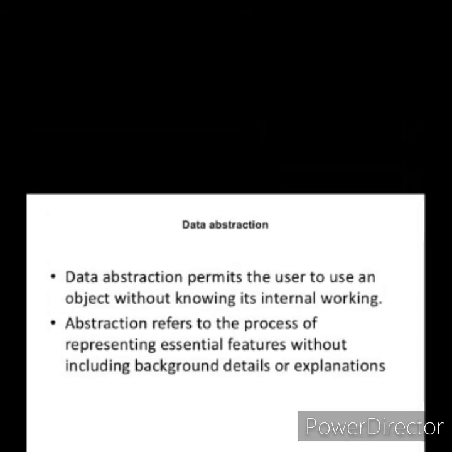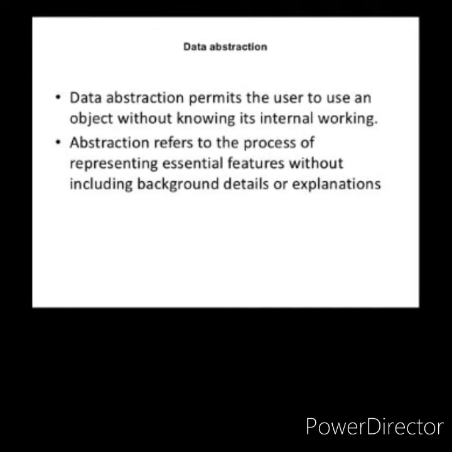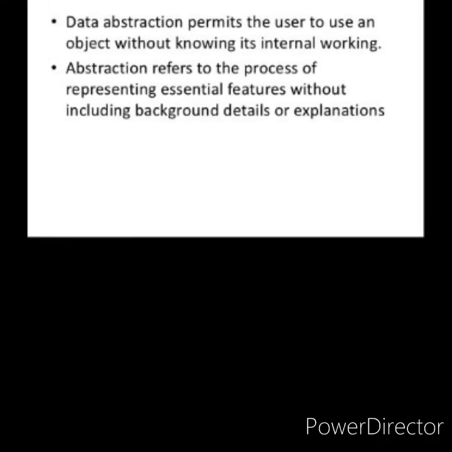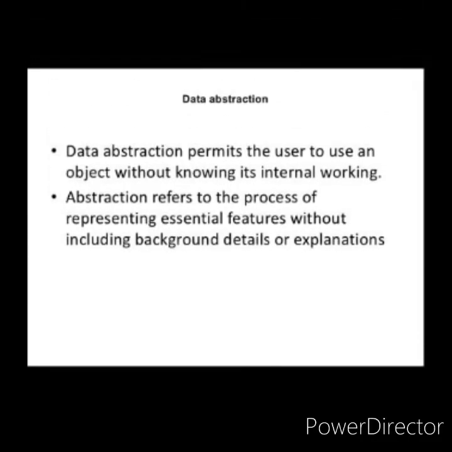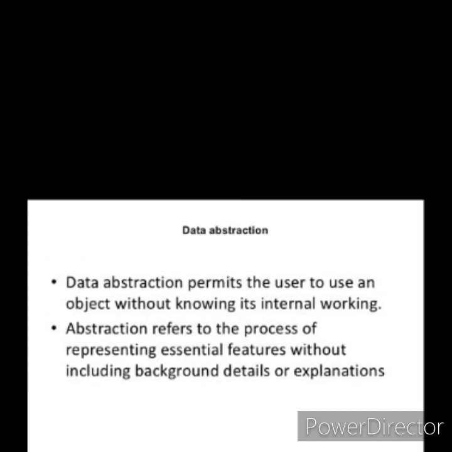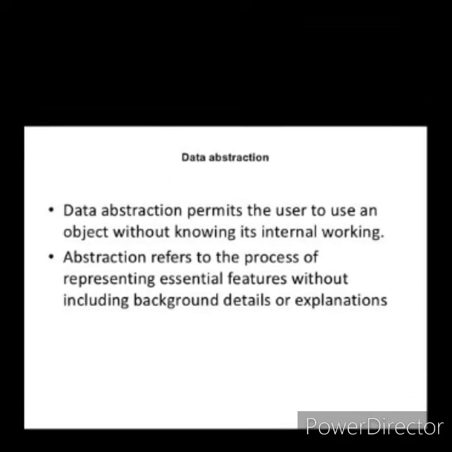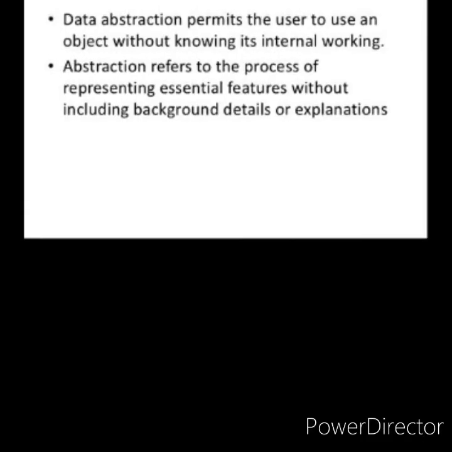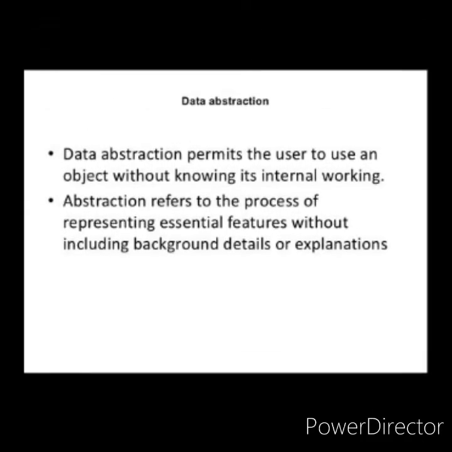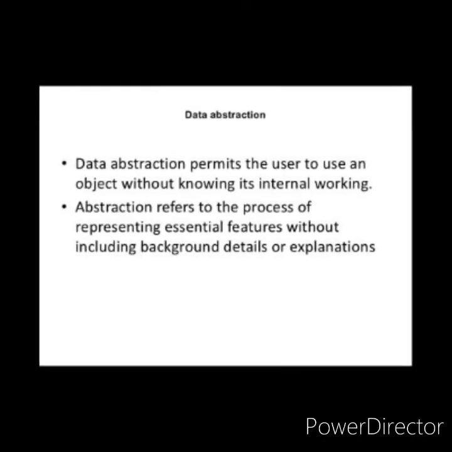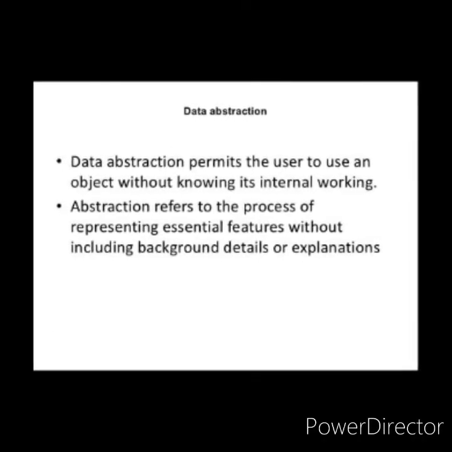Now, let us go to the next characteristic of object-oriented programming, that is called data abstraction. Data abstraction permits the user to use the object without knowing its internal working. That is, data abstraction will hide the background details of an object.